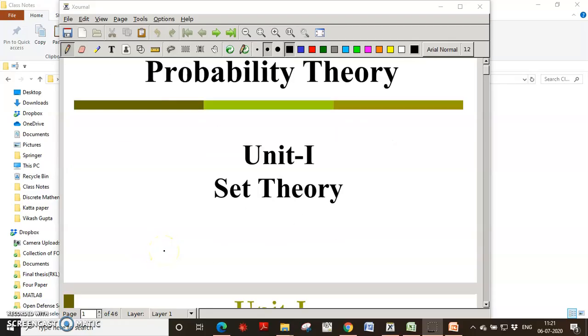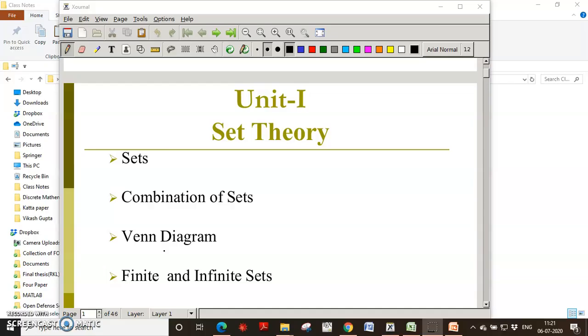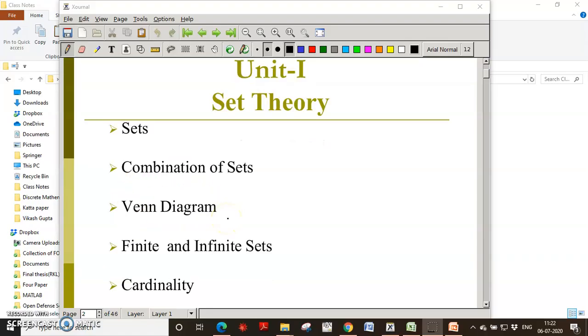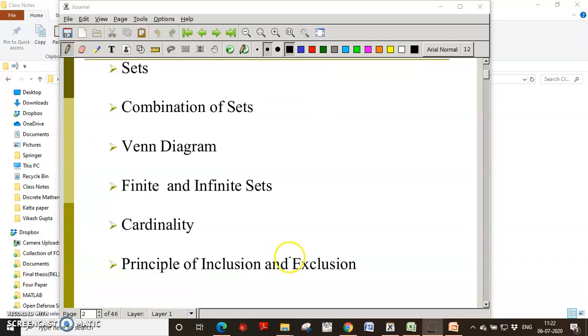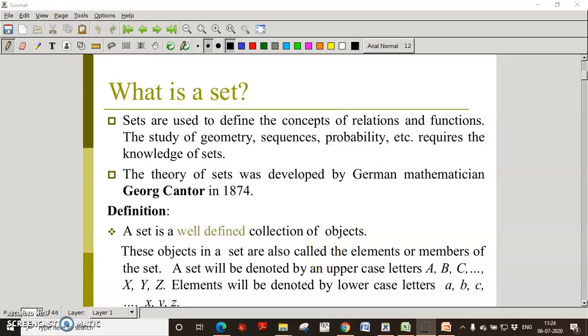So today I am going to discuss the first unit. First we will discuss the content of the first unit. The module name of the first unit is set theory, and it contains the set, combination of sets, Venn diagram, finite and infinite sets, cardinality, and principle of inclusion and exclusion. In today's lecture we will discuss the definition of set, representation of set, and types of set. First we will discuss what a set is.